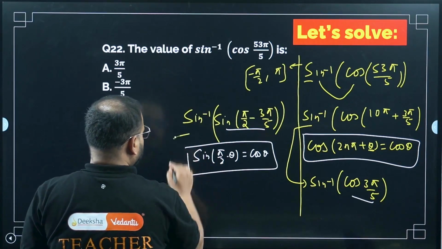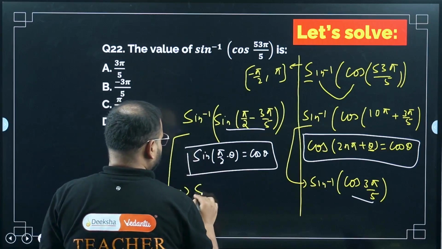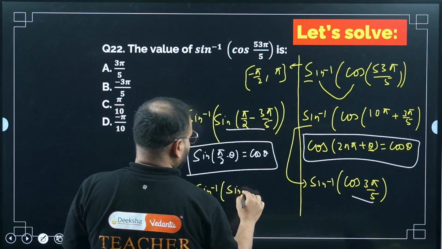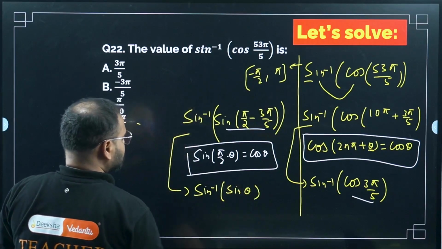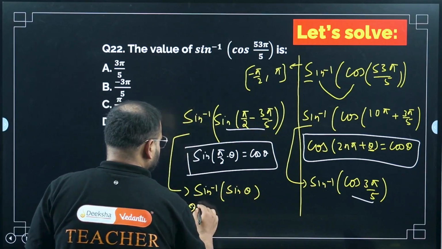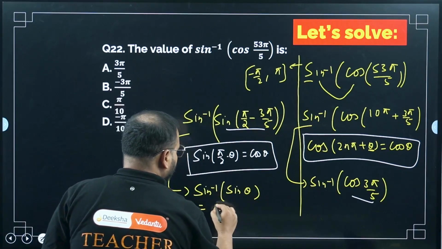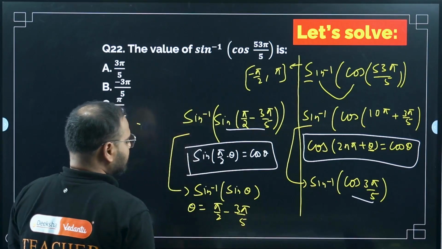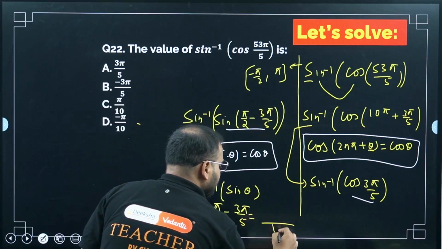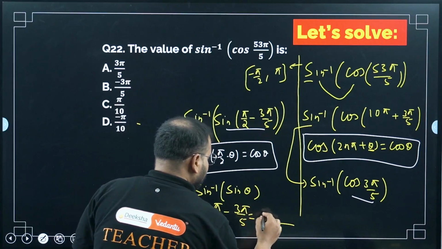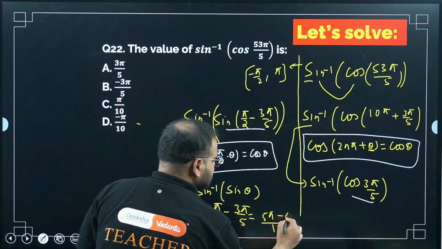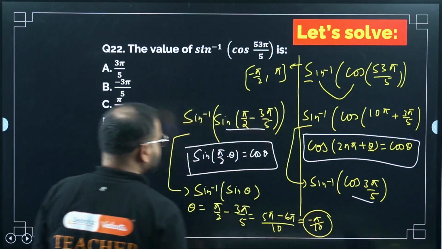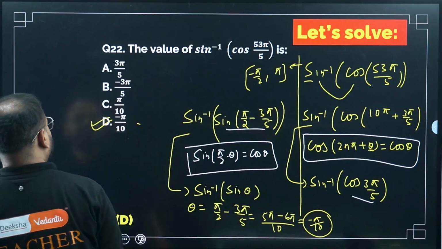So this will look like what? Sine inverse of sine theta. So what will this answer be? Simply theta. Theta is this value, pi by 2 minus 3 pi by 5. Simplify this. Please take the LCM. LCM is 10. This will be 5 pi minus 6 pi. How much is it? Minus pi by 10. Answer is D.